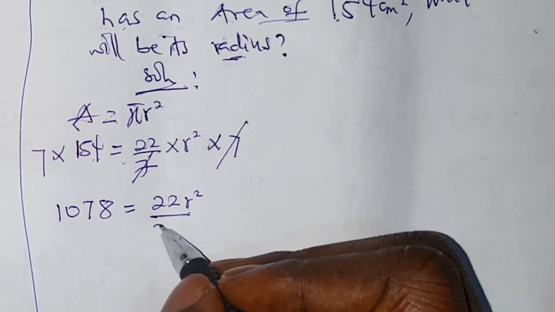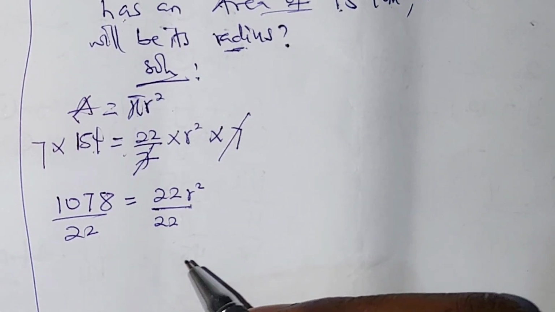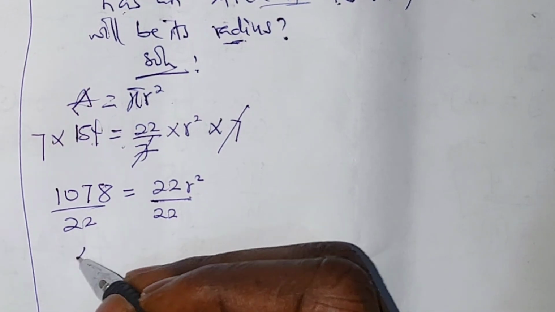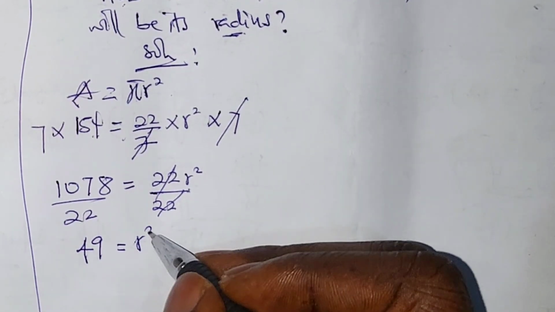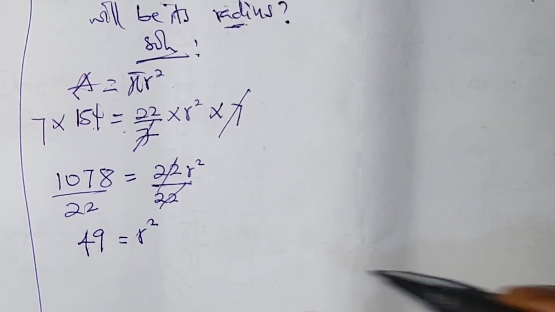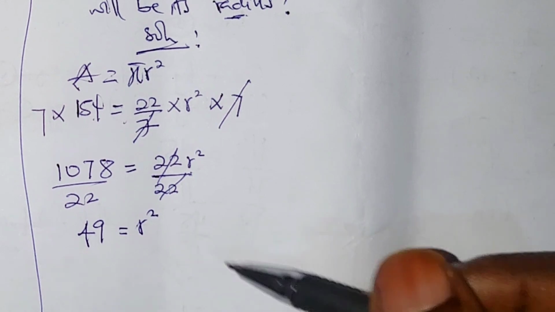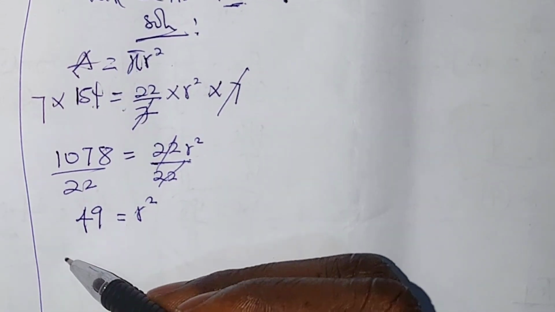So divide both sides by 22. If I divide both sides by 22, what I'm going to get is 49 here, and then this cancels that and I get r squared. Now the next thing to do is that we are looking for r, not r squared. So we're going to introduce a square root to cancel the square.